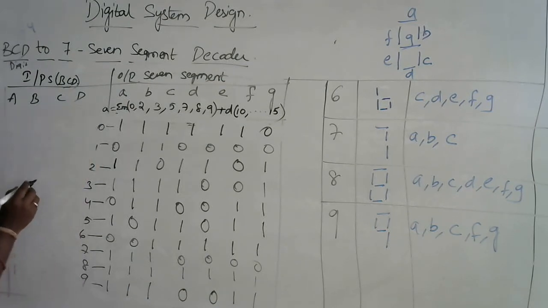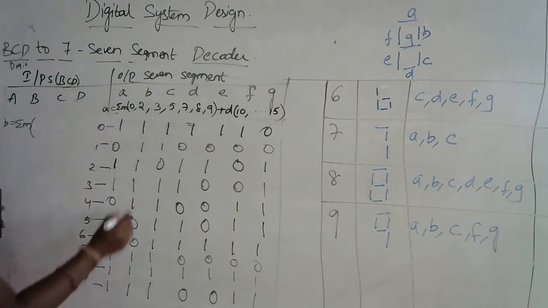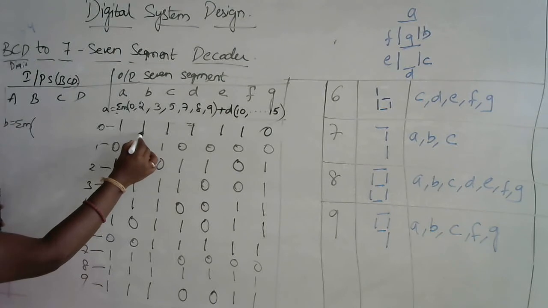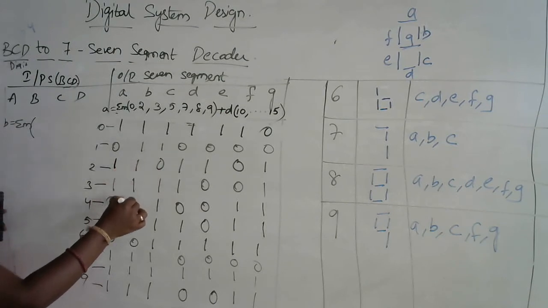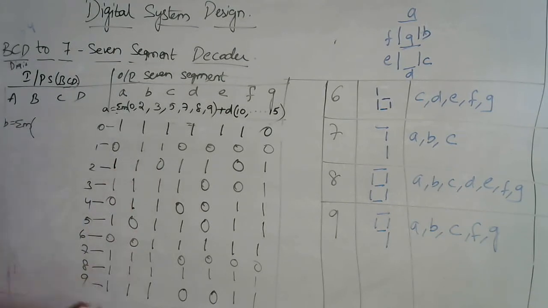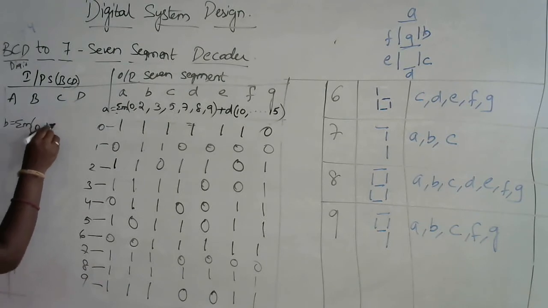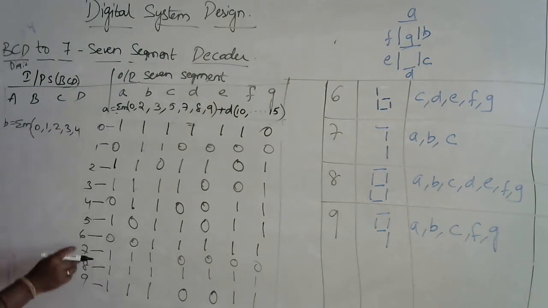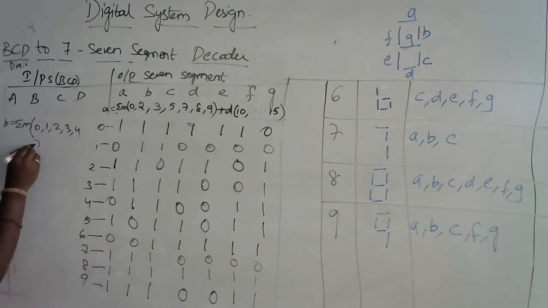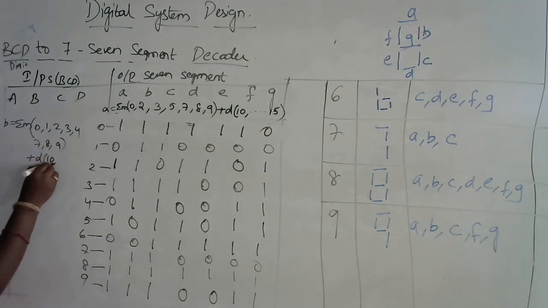So as already we have written for A. For B, sigma m of B is equivalent to sigma m of, observe the B column. Under the B column we are having ones at 0, 1, 2, 3, 4 and 7, 8, 9 plus don't cares of 10 to 15.